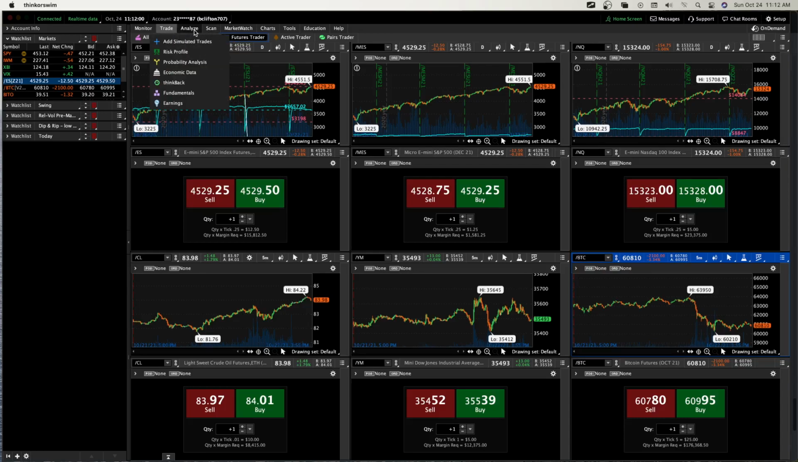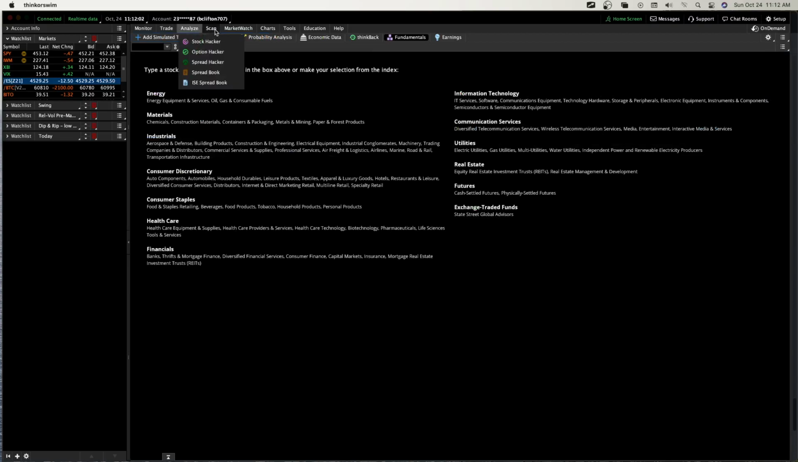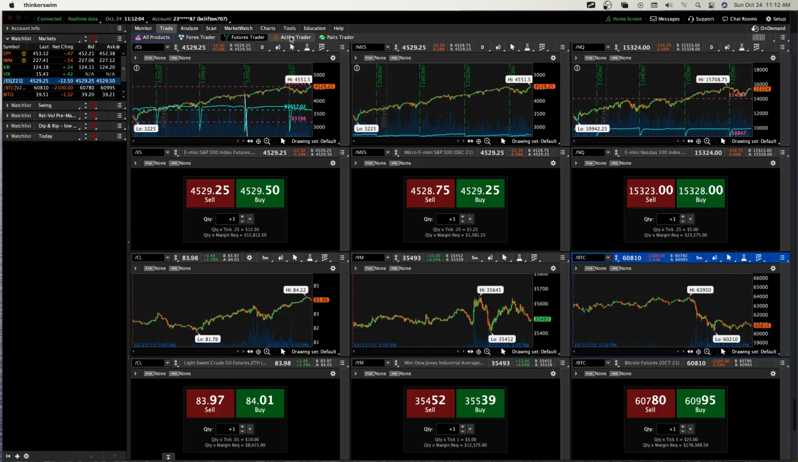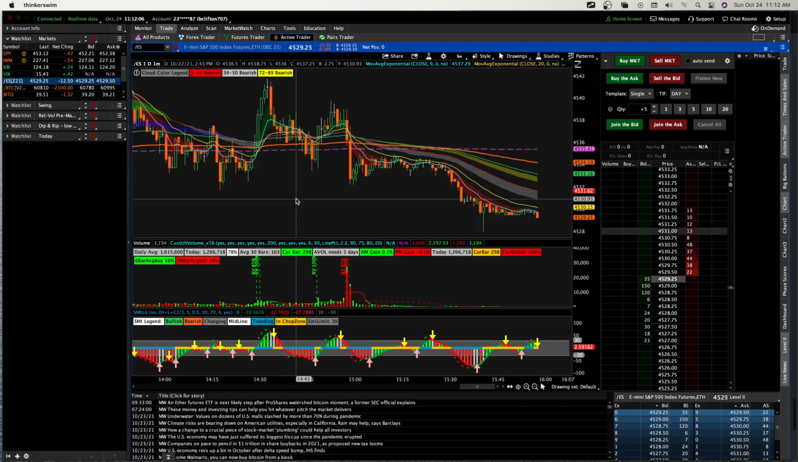So we're looking at pretty close to 16 grand on the S&P 500 E-mini. Okay, so 15.8 there. So 5 contracts, that's going to cost you roughly 80 grand, right? That's going to tie up 80 grand.